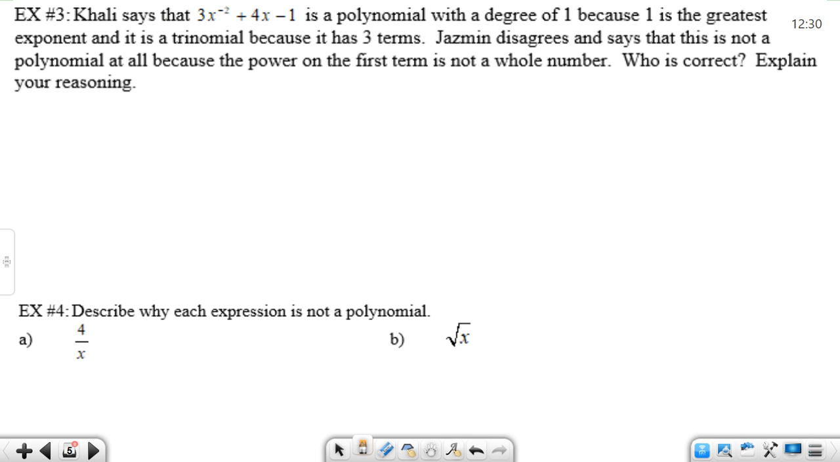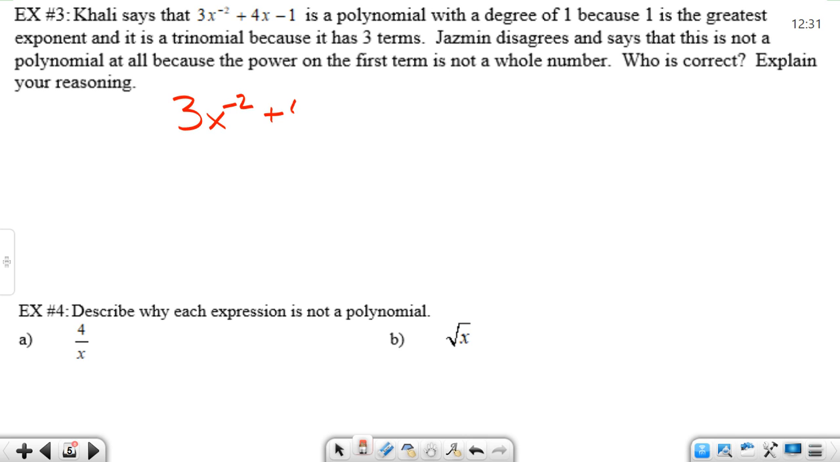Okay, looking at example 3 here. Khalid says that 3x to the negative second power plus 4x minus 1 is a polynomial with a degree of 1 because 1 is the greatest exponent, and it is a trinomial because it has 3 terms. Jasmine disagrees and says that this is not a polynomial at all because the power on the first term is not a whole number. Who is correct? Explain your reasoning.